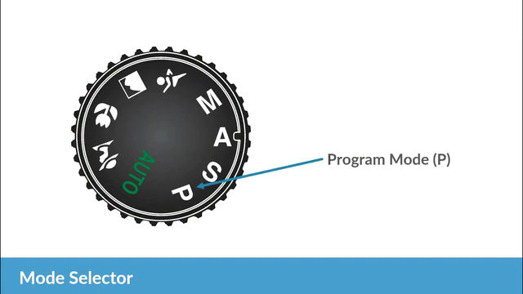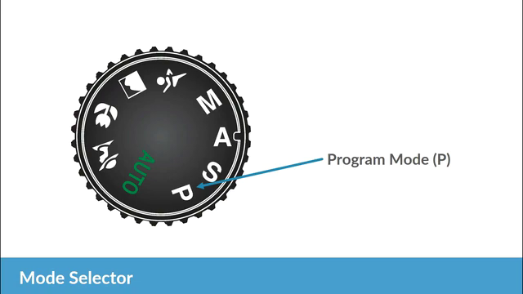Another semi-automatic mode is our program mode. How many of you have a camera with a program mode on it and have wondered what it is? This is one I think confuses quite a lot of students. They often ask me, what's the difference between the program mode and the automatic mode? Well, program is a semi-automatic function where your camera will still set your shutter speed and your aperture for you, but it will allow you to change a lot of the other settings.